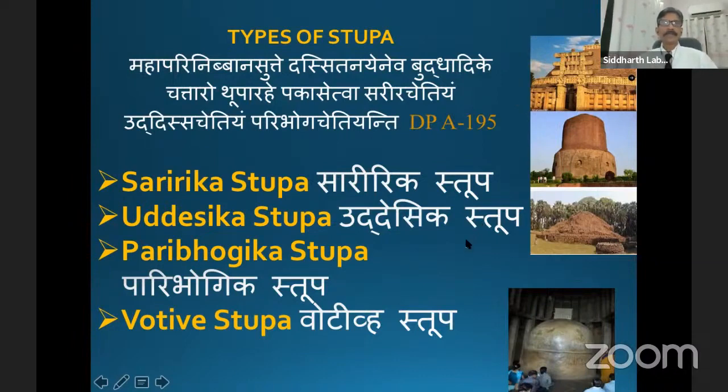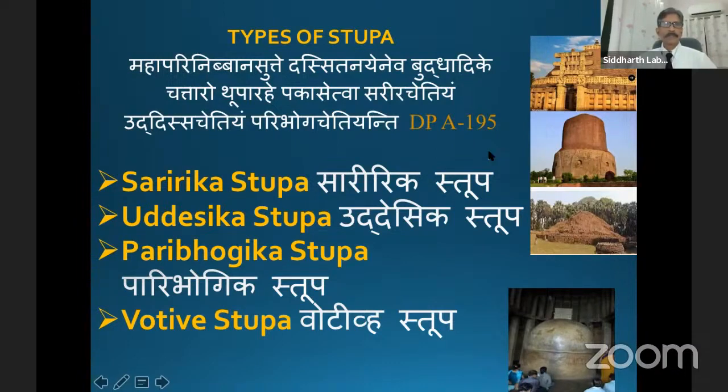They are number one, the Saririka stupa, then the Uddesika stupa, then the Paribhogika stupa, and the Votive stupa. You must have understood by the names only. So what is a Saririka stupa? Where the Buddha's relics are placed in the stupa, or the stupa is constructed on the relics of the Buddha, those stupas are called Saririka stupas. If you want to give an example, you can give the example of the Sanchi stupa. This is constructed on the Saririka dhatu of the Buddha.